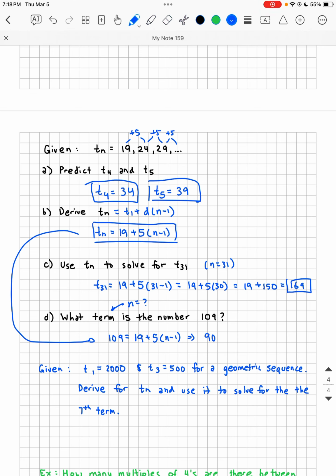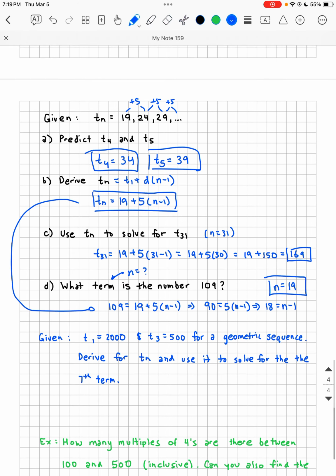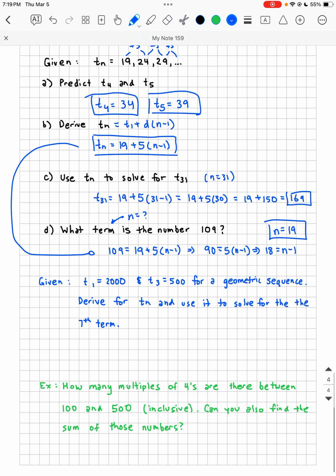First, we subtract 19 from both sides. So 90 is equal to 5 times n minus 1. Divide by 5, and 18 is equal to n minus 1. That means n is equal to 19, so it's going to be the 19th term. All right, hopefully that was straightforward enough.